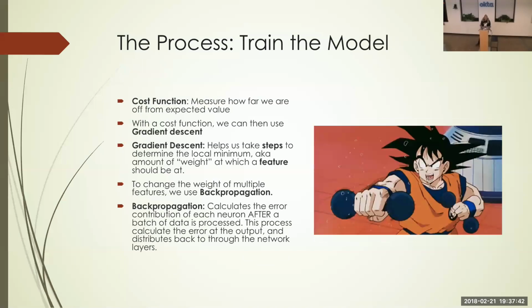All right, so now you train your model. One thing that you would do is apply a cost function. I'm not going too deep into the different types of cost functions, or into different types of gradient descent, as well as backpropagation. It's more just a high-level view of how this works.